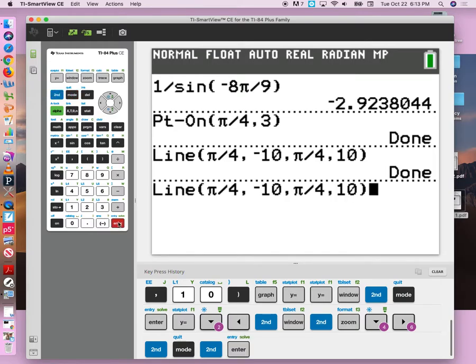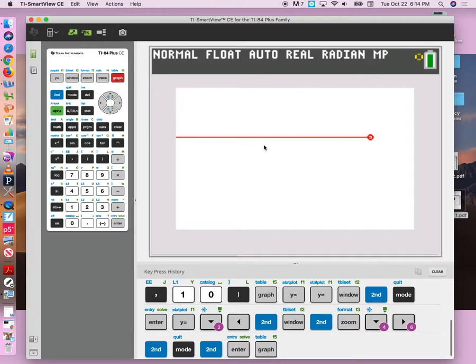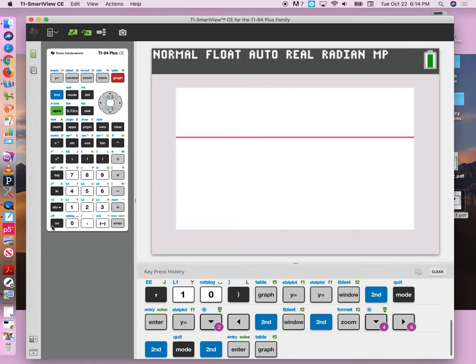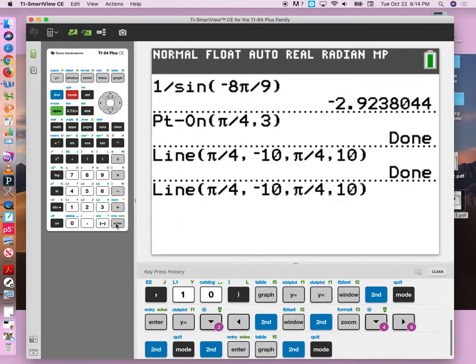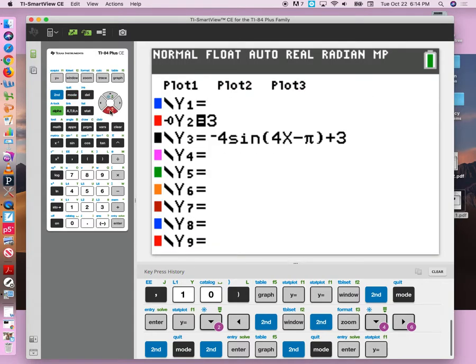So I've created a phase shift and a vertical translation for you. So this is up 3 and over pi over 4 for my new target. Oh, let me get it, sorry. Enter. Okay. Then here comes our graph.